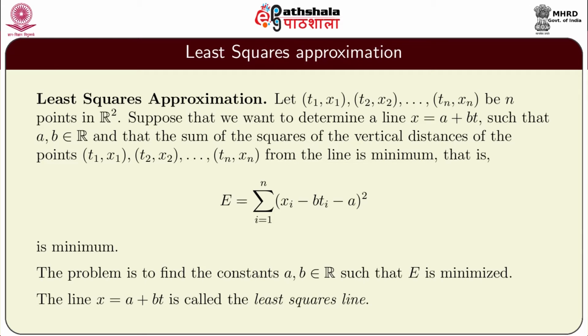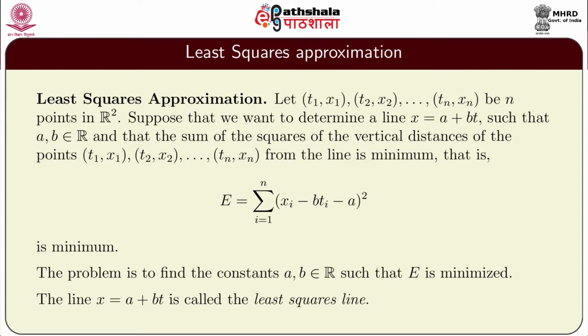Least squares approximation. Let (t1, x1), (t2, x2) and so on (tn, xn) be n points in the real plane R2. Here we assume that the base field is the field of real numbers. Suppose that we want to determine a line x equal to a plus bt, such that a and b are real numbers, and that the sum of the squares of the vertical distances of the points (t1, x1), (t2, x2) and so on (tn, xn) from the line is minimum.